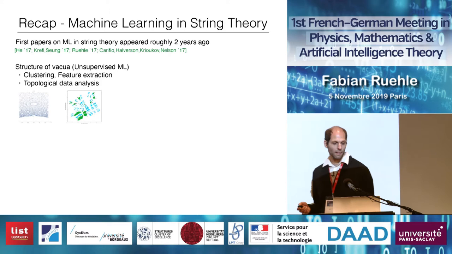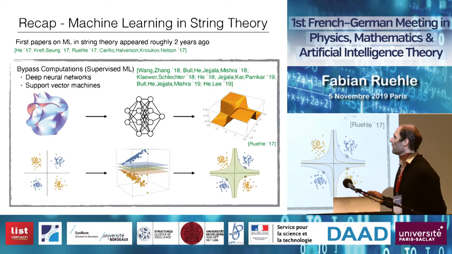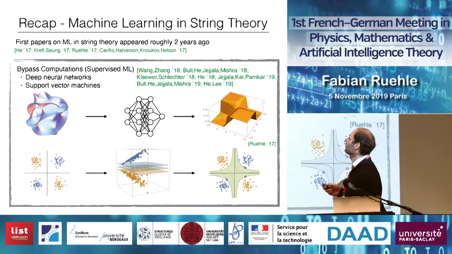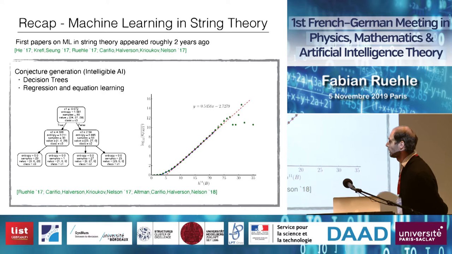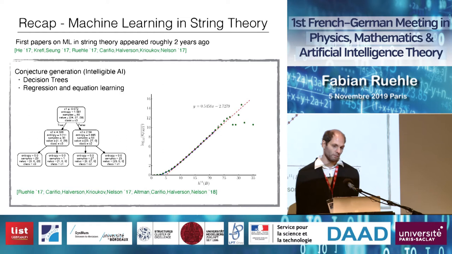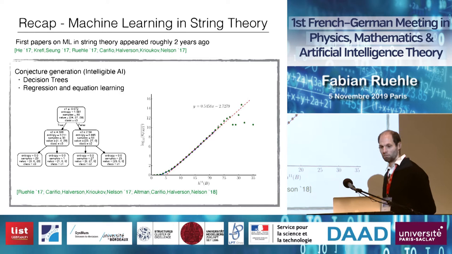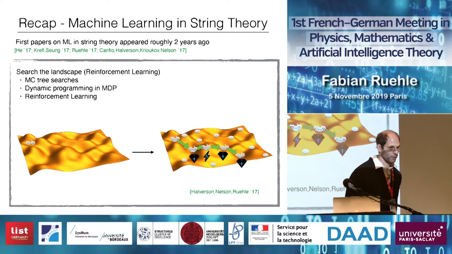Then supervised learning is a large field where we try to bypass the computationally complex problems. So we use deep neural networks or support vector machines to get answers for problems that we cannot solve otherwise. People are also interested in intelligible AI, so using white box models like decision trees or equation learners in order to infer properties of the underlying model. And lastly, there's reinforcement learning, which solves a Markov decision problem, and this is what the last part of my talk will be about.